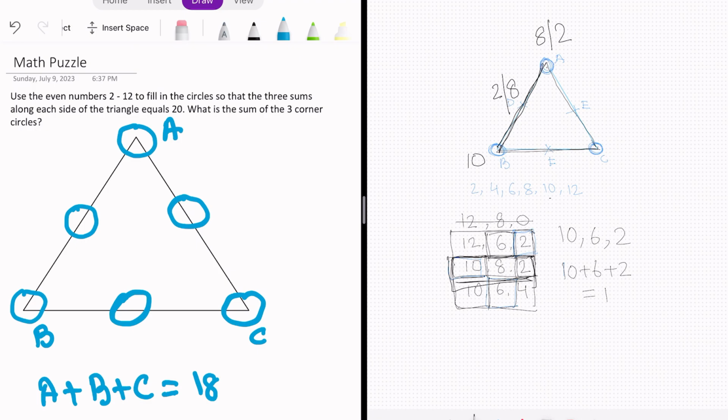And let's take the next one, which is the combination of 10, 6, 4. And let's assume that B, F, and C have these three numbers. So we know 10 is the corner B. So F can either be 6, and if F is 6, then corner C will be 4, or if F is 4, this corner will be 6.